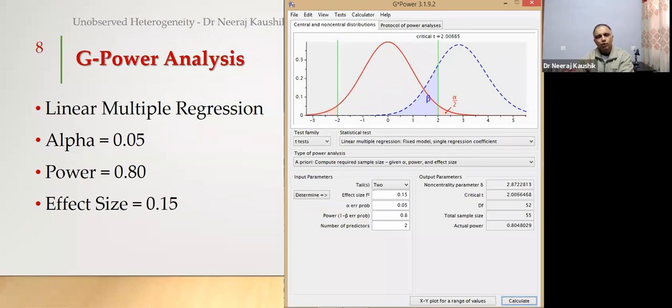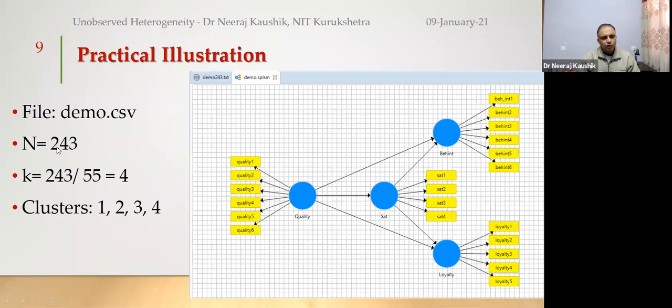G Power will tell you on the basis of the given alpha, power, effect size, and number of independent variables. It will count only independent variables, not the mediator, not the control variable. How many independent variables do you have? On that basis, for the given alpha, power, and effect size, it will give you the minimum size of one cluster. So now you know that this is the size.